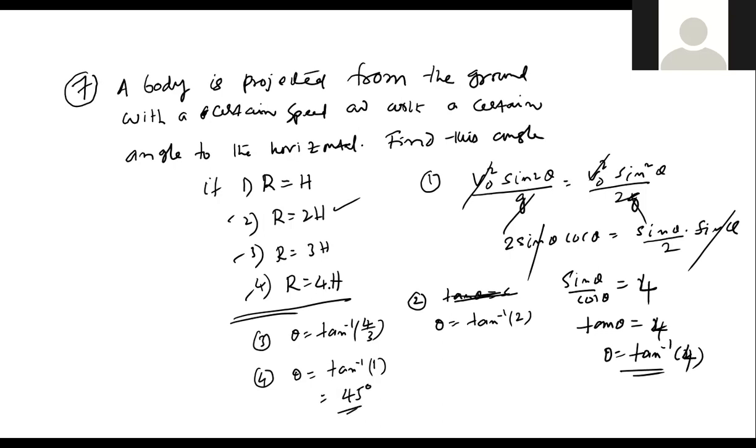H equals R by 4. We did this question previously. So when you're throwing it at 45 degrees, it goes to a maximum range of R max. The height will be R by 4, we said, isn't it? Same thing is coming up here.